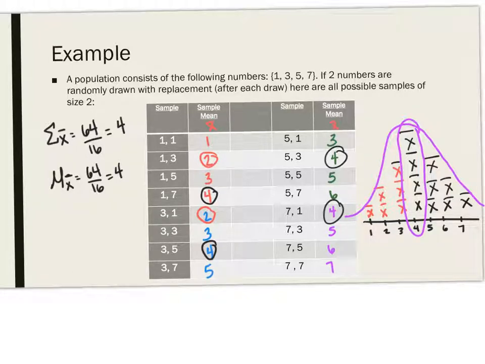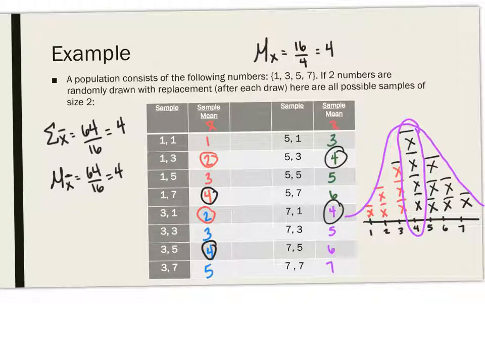Now, look at these, these are your x's right here. Let's calculate the mu of the x's. That's 1 plus 3 plus 5 plus 7. So that's 4 plus 5, which is 9, plus 7, which is 16. That's 16 divided by 4, which is also 4. Look what happened here. The mean of the x bars is 4. The mean of the x's from the population was also 4. This is not a coincidence.